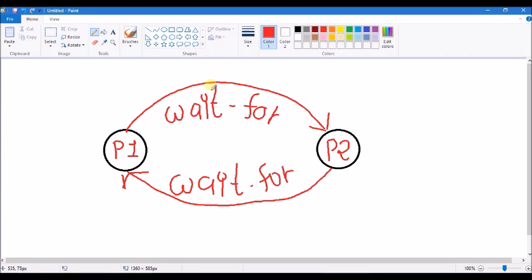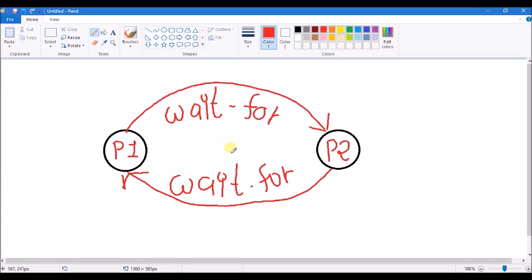here in this graph there is no node for the resources. Hence the time complexity and the space complexity of the algorithm to find the cycle is much lesser than the resource allocation graph. Okay, so that's it for today's lecture.